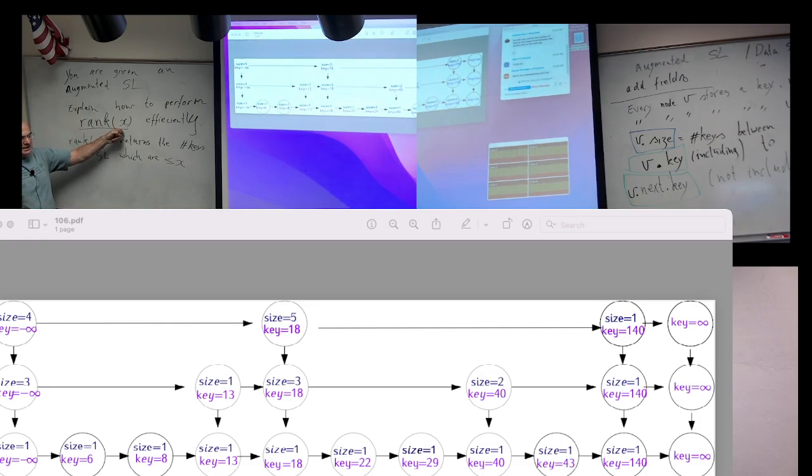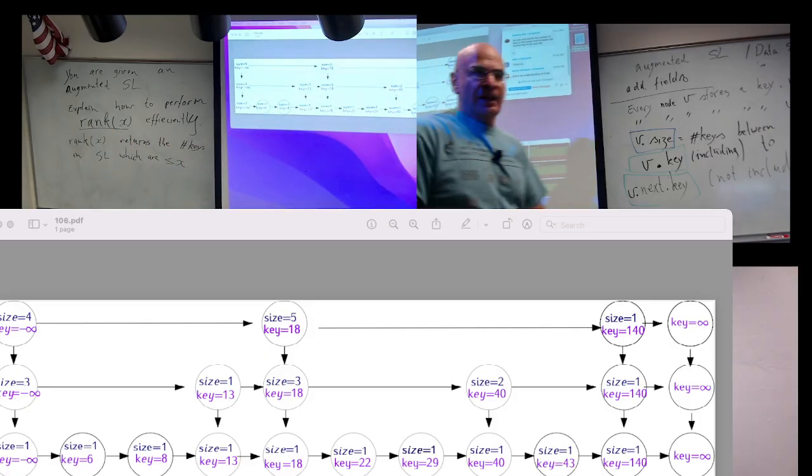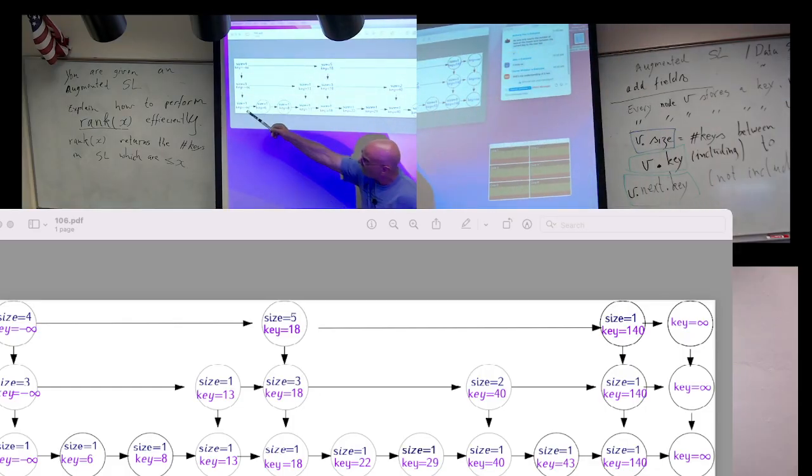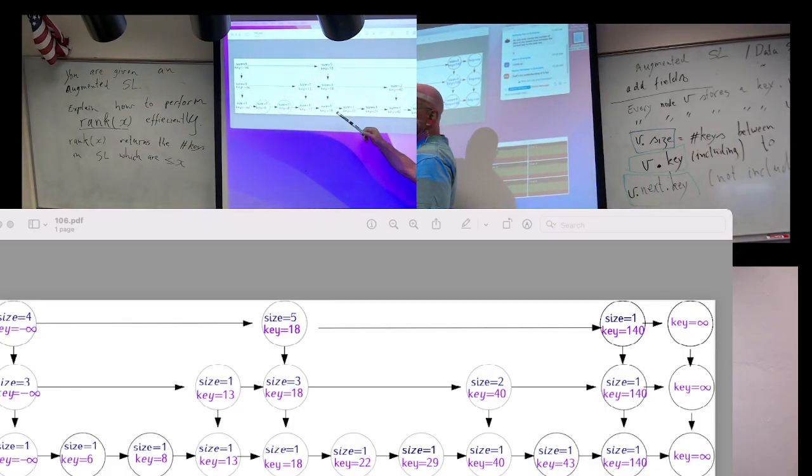And rank of X is, I'll give you a number X. It's a query number. You don't know it when you build the skip list. I surprise you with a number, 17, and you should tell me how many keys there are that are smaller than 17. And you can do it in a few ways. You can say, I'll start counting from the lowermost. Right?